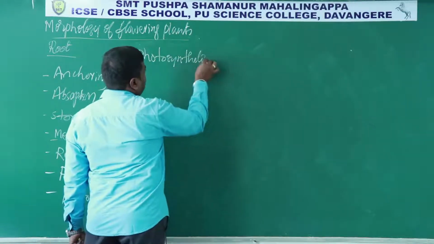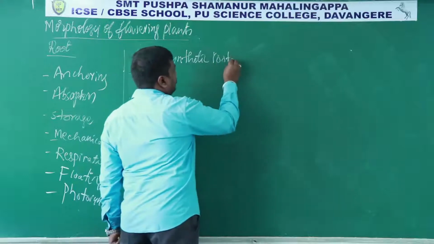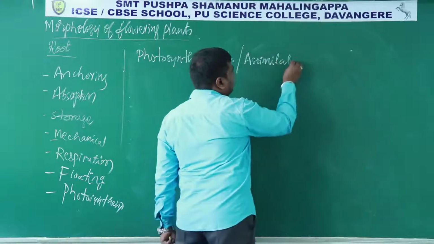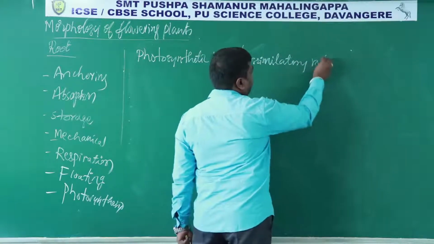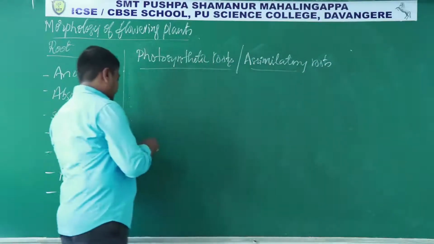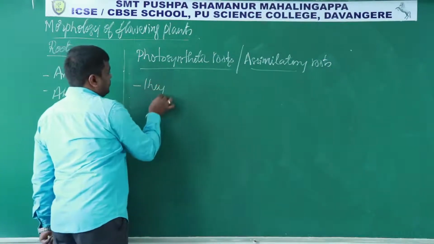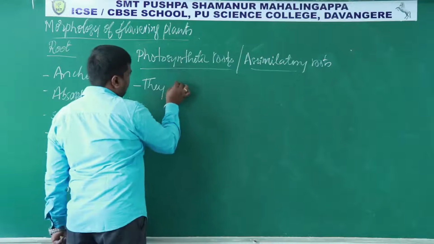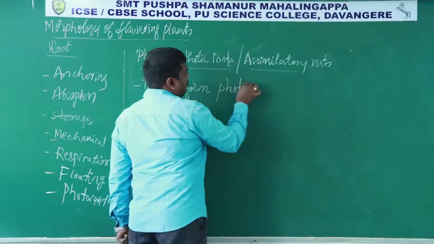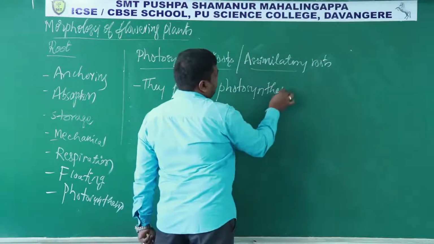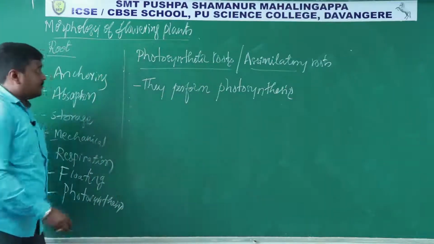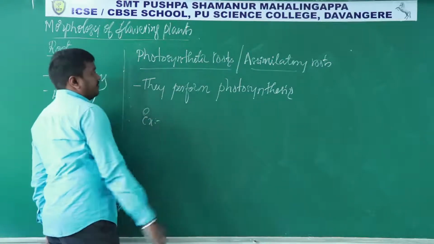Photosynthetic root or assimilatory roots. They are also called assimilatory roots. Okay, assimilatory roots anta kuda kariತೀವಿ ಇದಕ್ಕೆ. So ಏನದು assimilatory root? They perform photosynthesis. That's why they are called assimilatory roots. So two examples were there for this assimilatory root.